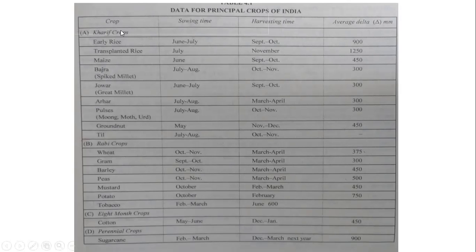Now Kharif is the rainy season, the monsoon season itself. The crops are rice. We know that rice requires a high quantity of water, so rice is generally grown in the Kharif season. Then next is transplanted rice.